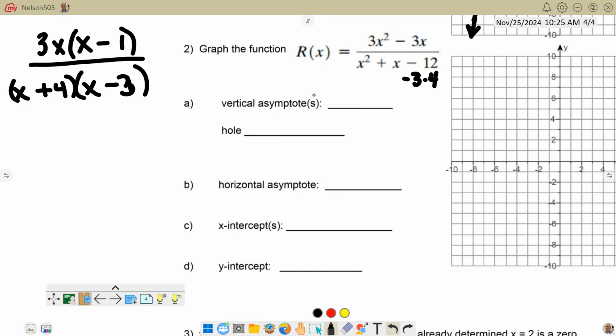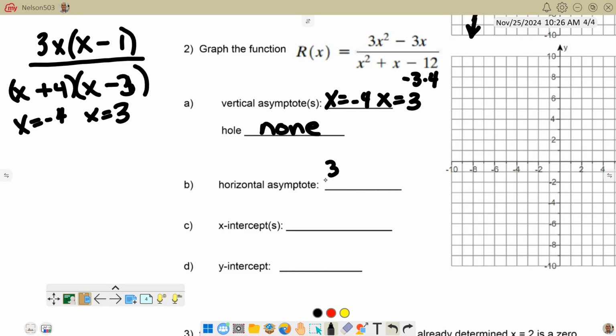We're going to put down our vertical asymptotes. Our x equals negative 4, x equals positive 3. Those are the zeros in the denominator. Negative 4 and positive 3, right? There is no hole. And the horizontal asymptote, because the degree in the numerator is the same as the degree in the denominator, we take the leading coefficients, like 3 over 1, and we get y equals 3. That's probably the best way to write it, y equals 3.